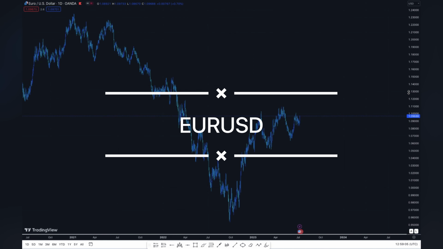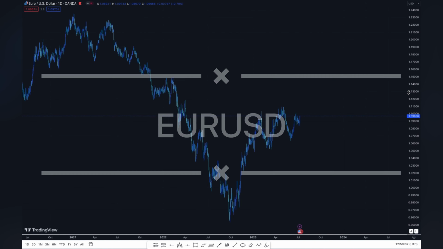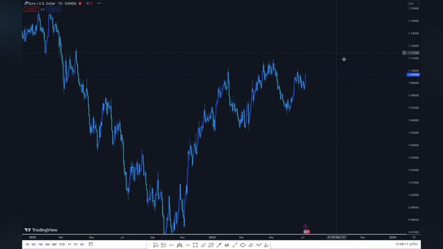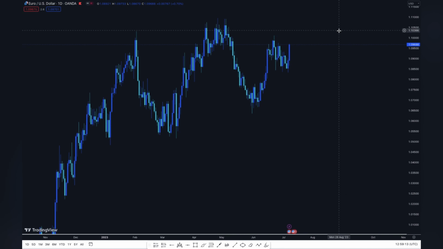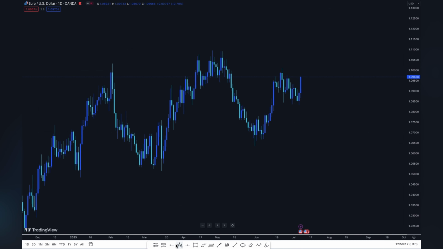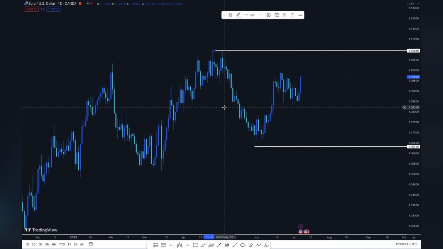Alright people, this is EURUSD, and this is the daily time frame. Okay, so like I always tell you, current structure, that is what I care about. For this directional bias, we are going to be looking at this as our low, and this as our highest level from this time frame.